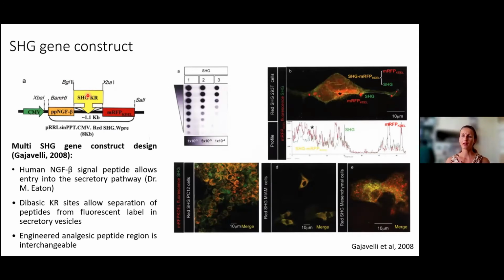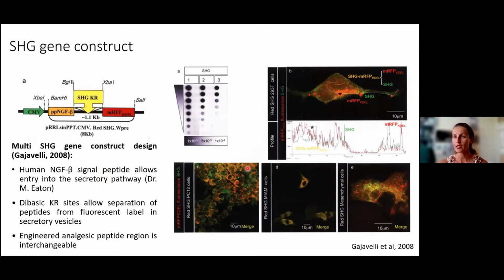So there will be another analgesic peptide inserted here, or there will be more copies of the certain histoglandin. This is what we did: more copies of certain histoglandin inserted into this place. The construct has a fluorescent label and certain signaling labels that direct the RNA into the secretory pathways, and our analgesic peptide is released from the cells.